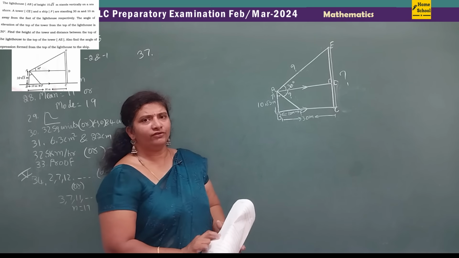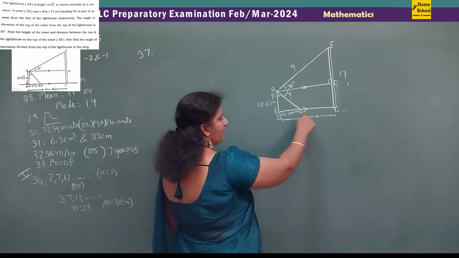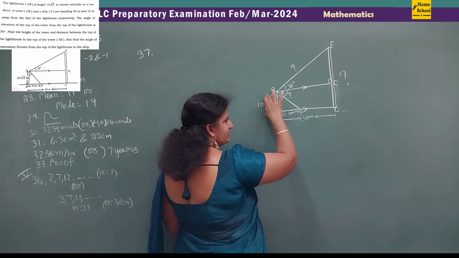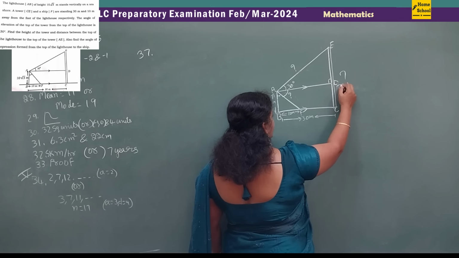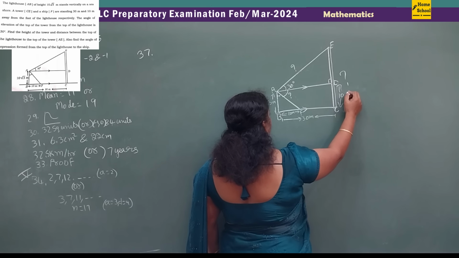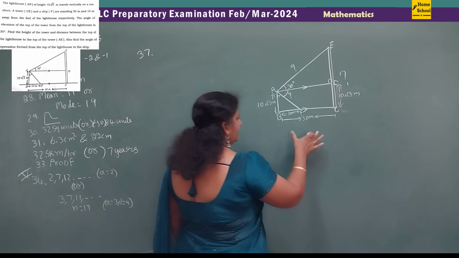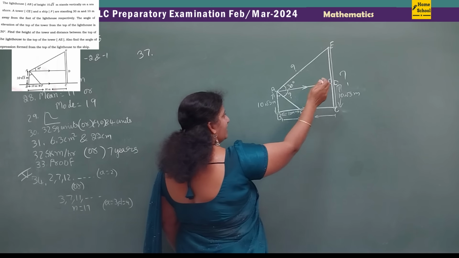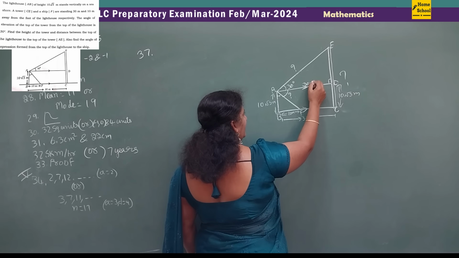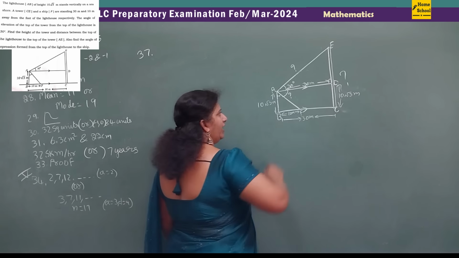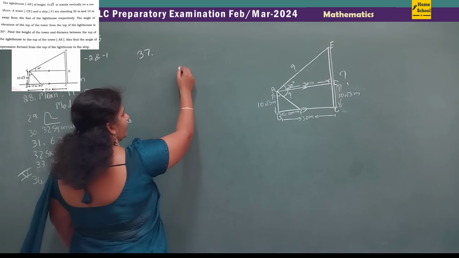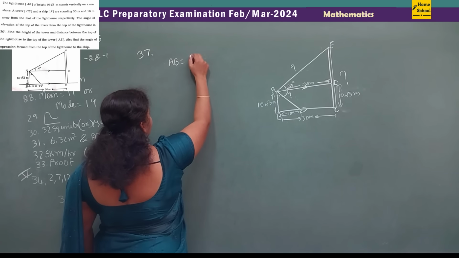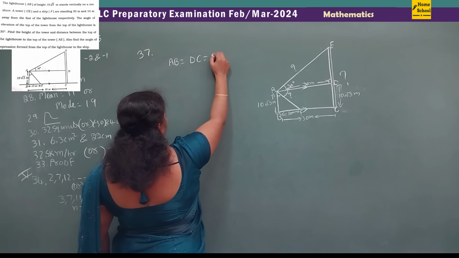Understand the figure carefully. These two lines are parallel and this distance is the same as this distance. That is, DC is equal to 10√3 meters. And this distance is 30 meters. The same distance I can write as AD, 30 meters. Okay, so that only you can write here. Write this verbal problem with neat statements, children. I am doing it here roughly.